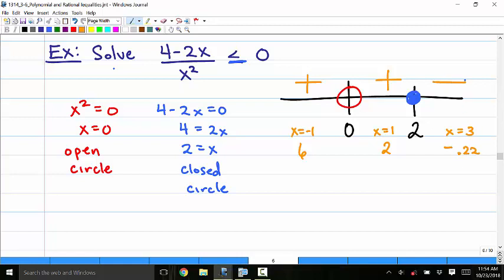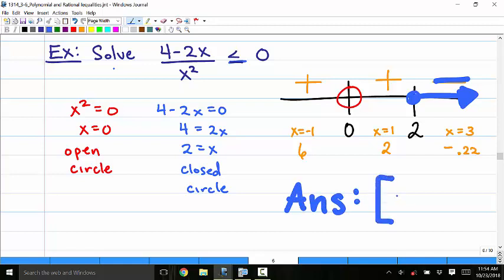What did I want? I wanted the less than or equal to's. So I want these values. You agree? My answer for this problem would be from 2 to infinity. So the bracket on the 2.